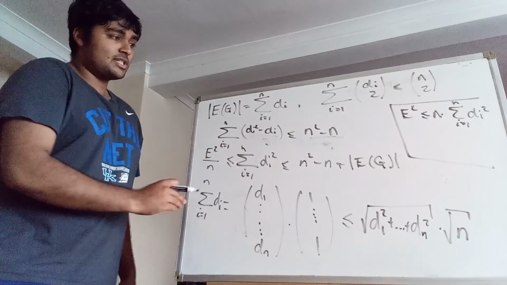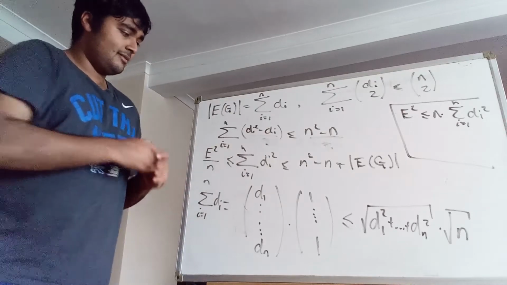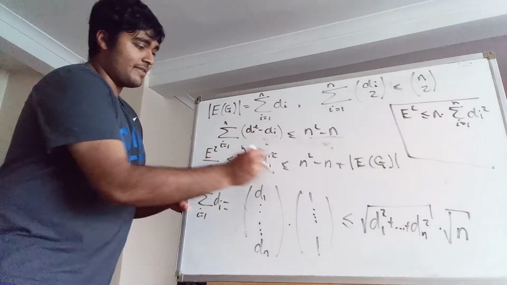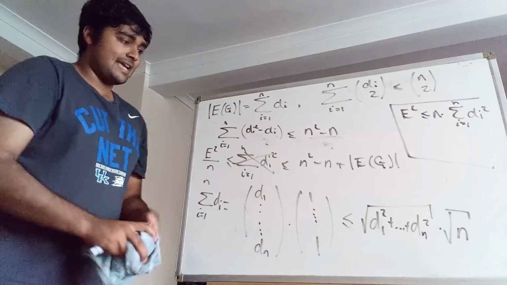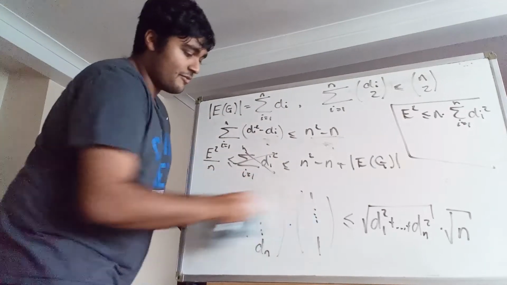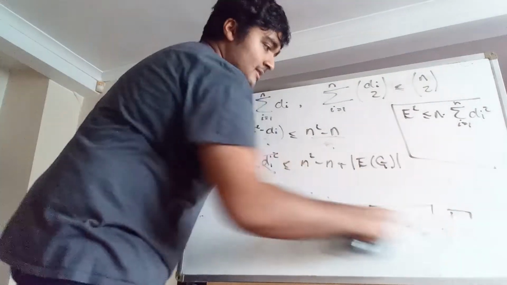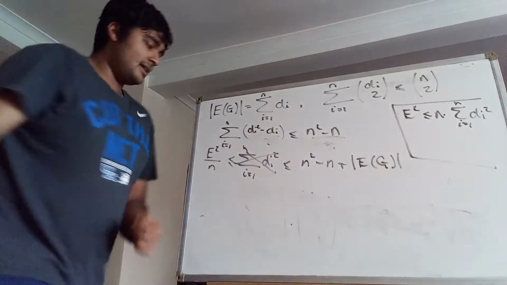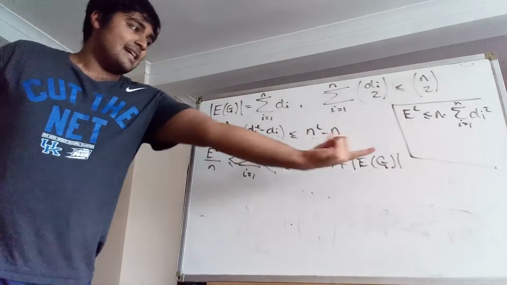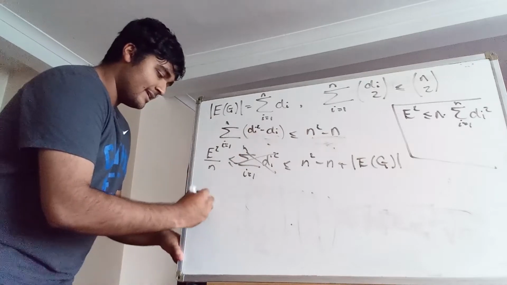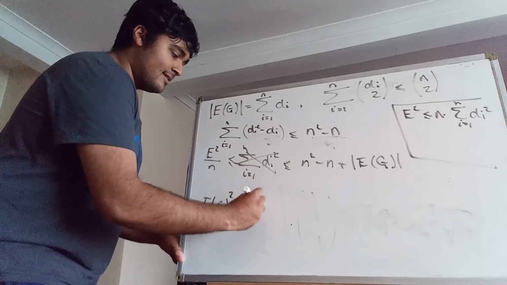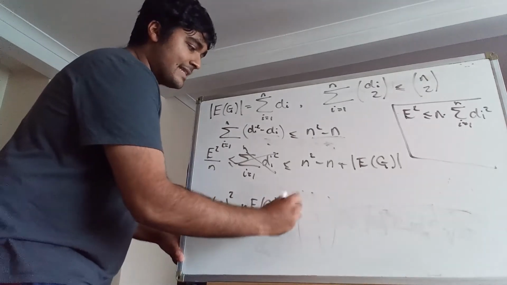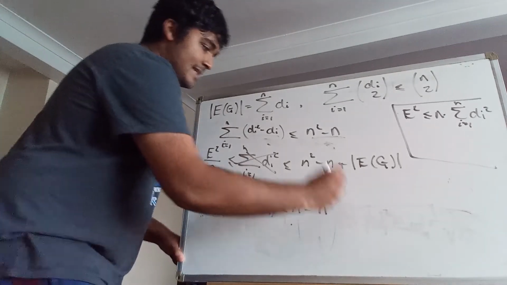So now what we can do is just rearrange this inequality here. If we get rid of this middleman, we've got e squared over n is less than or equal to n squared minus n plus e of g. So if I just make some space down here, let's multiply through by n and then bring this onto this side. So we're going to get e of g squared minus n e of g is less than or equal to n cubed minus n squared.